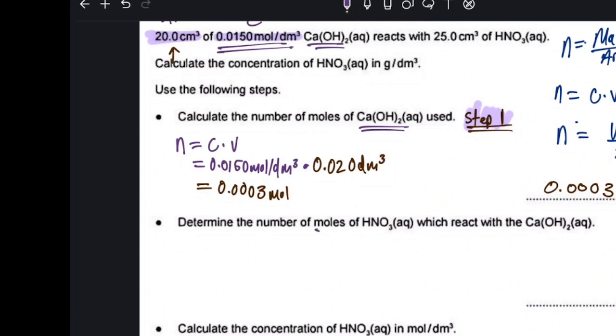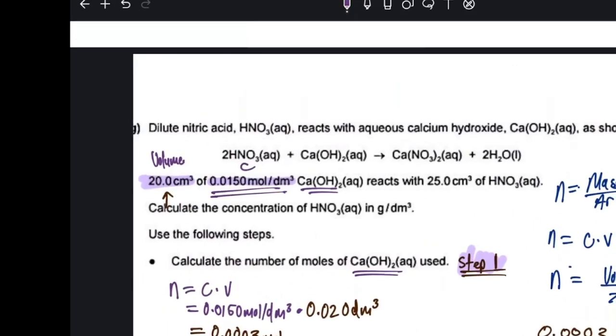Determine the number of moles of this, which react with this. Determine the number of moles of HNO3. This is the second step. I don't care what they want moles for. It's the second time. So we have to use the equation now. If you do this, I will be so happy.